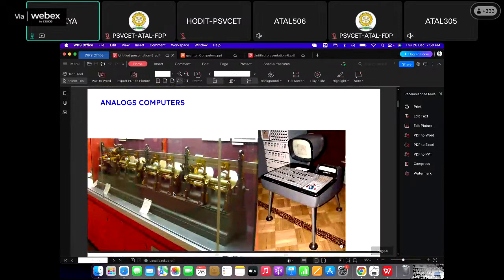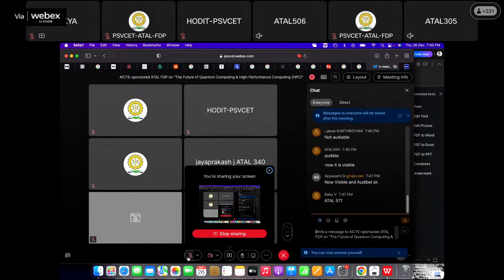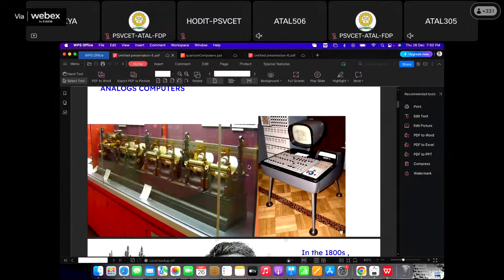Now basically, this kind of device operates totally on gears and pulleys.